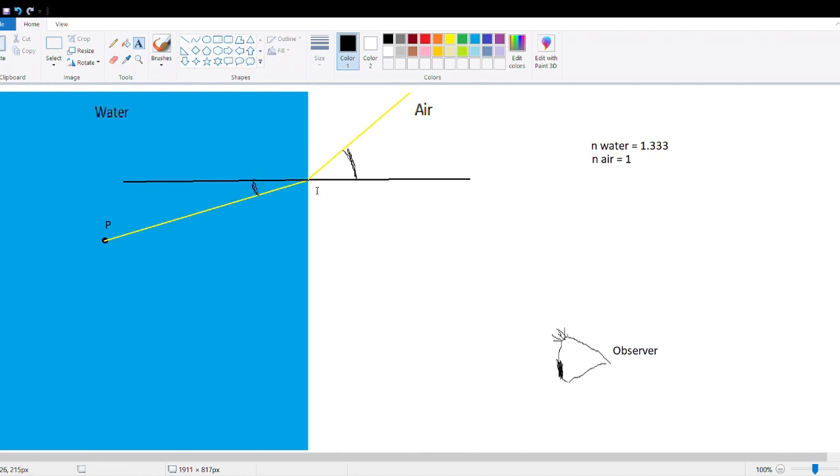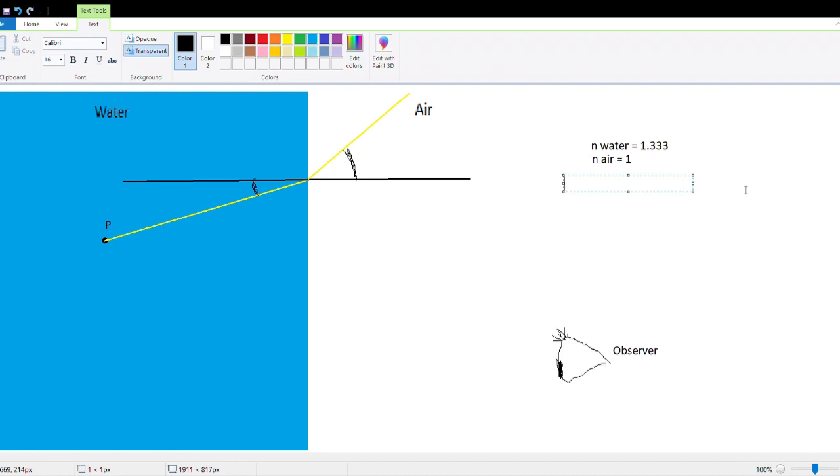Now, how do we relate these two angles? Well, there is a simple law called Snell's law that relates these two. It goes like this: n1 times sine of the first angle, which we'll call angle 1, equals n2 times sine of angle 2.